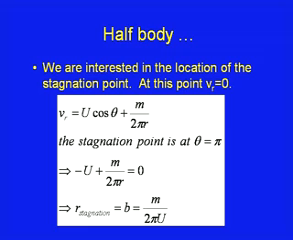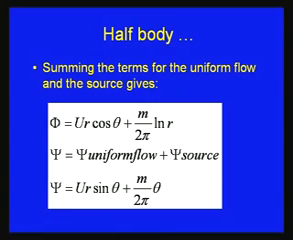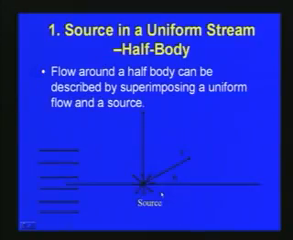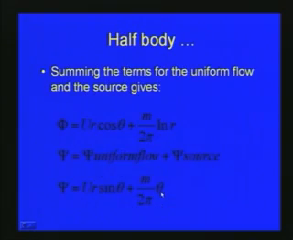So now for the half body which we have already defined, we are mainly interested in the location of the stagnation point. In the previous slide you can see that there is a stagnation point where the velocity is 0. We have already defined for the half body the velocity potential phi is equal to U r cos theta plus m by 2 pi natural log r, and psi is U r sin theta plus m by 2 pi theta, which we have already defined in the previous slide.